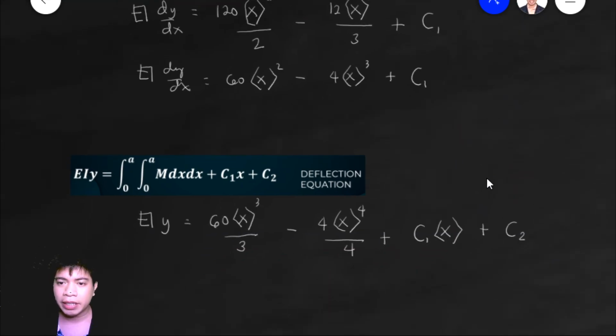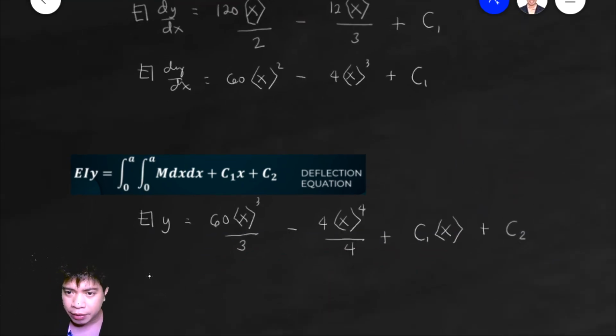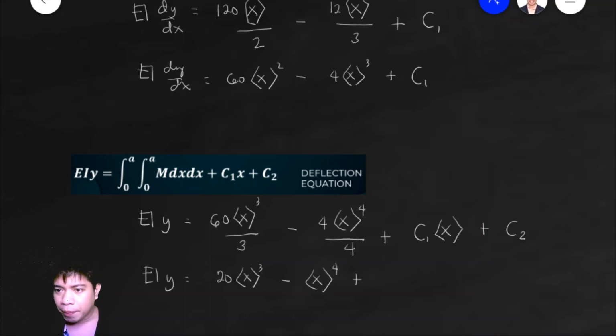Let's simplify first, guys, before we move to the next. So this will be EI y equals 20x cubed, then minus 4 divided by 4 is 1, so x raised to 4 plus c1 x, then plus c2. Okay? So this is our deflection equation, but again, guys, it is not yet the finalized deflection equation, because we still need to compute C1 and C2.